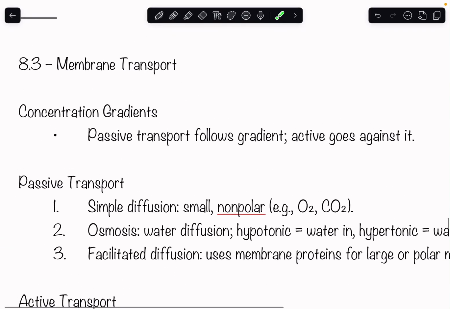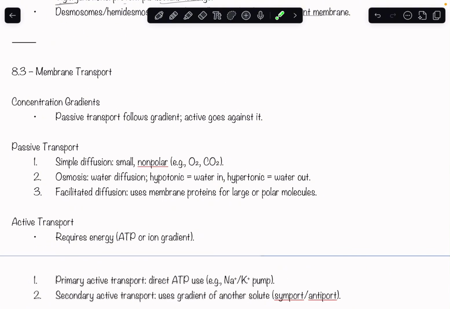So we're going to talk about today. We're going to talk about membrane potential. So first, we're going to go over concentration gradients. When you're going from a high concentration to low concentration, we call it passive transport, and this just happens slowly, right? And it happens on its own. Active transport is when you're trying to go against your gradient.